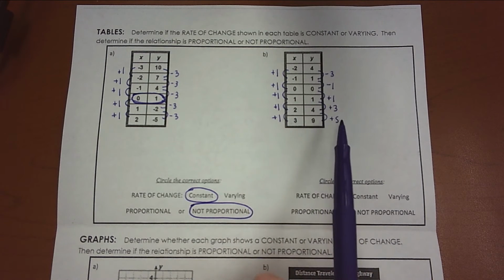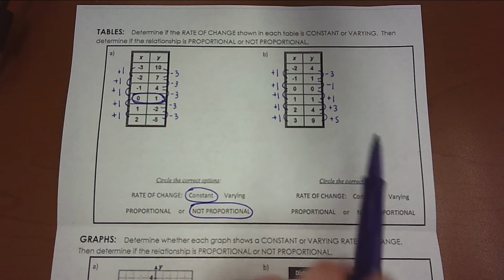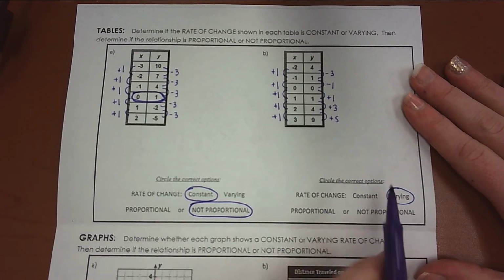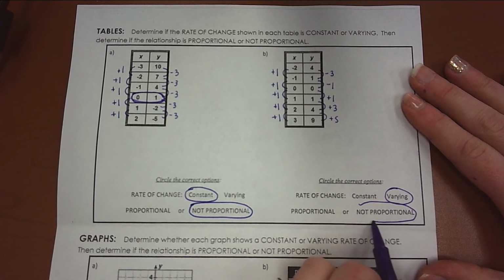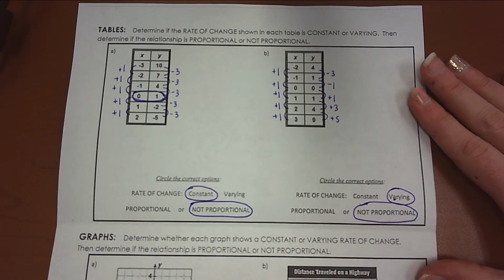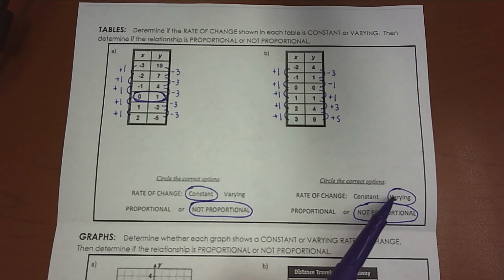Well, this is definitely, we're changing different values every time, so this is a varying rate of change. And if it's varying, it's automatically not proportional, because if it's varying, it's nonlinear, and in order to be proportional, it has to be linear. So this table is showing a varying rate of change that is not proportional.